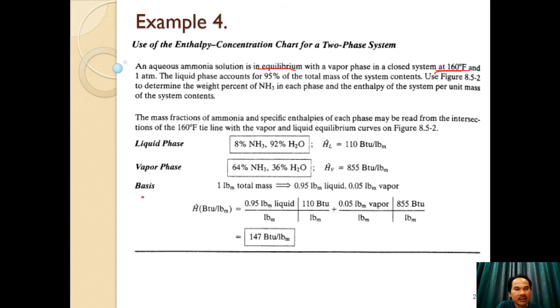The second question: the liquid phase accounts for 95% of the total mass of the system. In this case, if we assume 1 pound mass of total mass, it contains 0.95 liquid and 0.05 vapor. You can calculate the enthalpy. We know the enthalpy of the liquid phase and the enthalpy of the vapor phase, and the composition of the liquid and the vapor. You get this value of enthalpy.